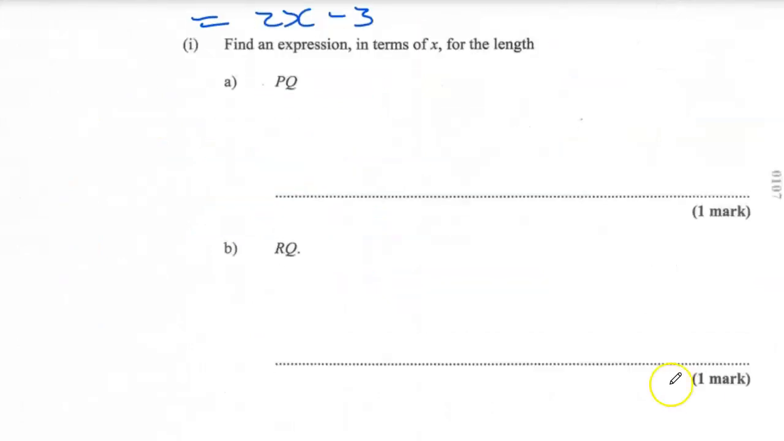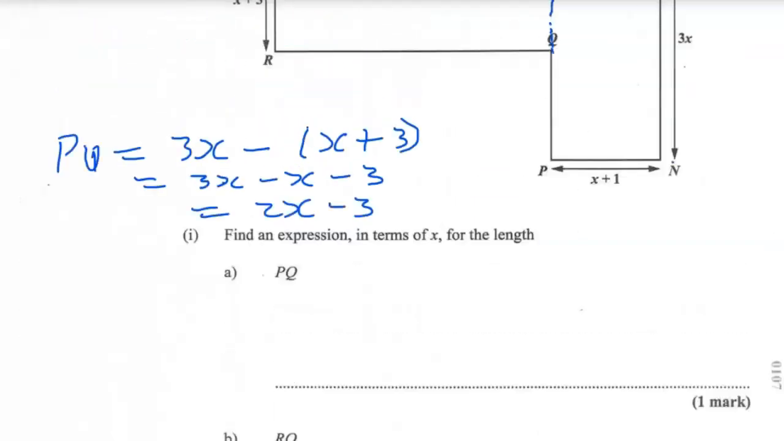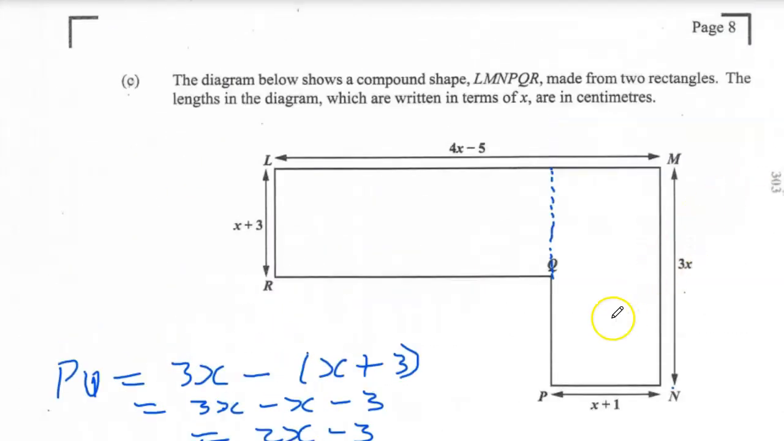Also, we're asked to find the length of RQ. RQ is from here to here. This length RQ will be equal to, notice the entire length here is 4x minus 5. And if I subtract this piece, x plus 1, I will be left with RQ. So I subtract x plus 1.